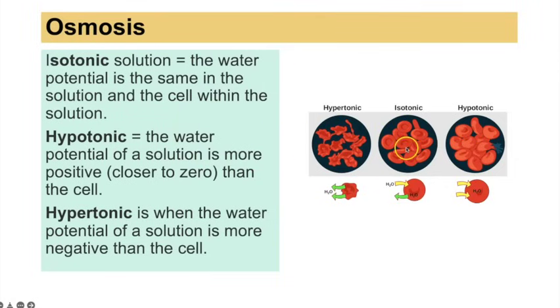In an isotonic solution, because the water potential is the same, there's not going to be any net gain or loss of water. In a hypertonic solution, there'll be more water moving out of the cells by osmosis, and that can cause animal cells to shrivel or crenate. If animal cells, such as red blood cells, are put into a hypotonic solution, that would mean water would be moving into the cell by osmosis, and if enough water moves in, it can cause the cell to burst.